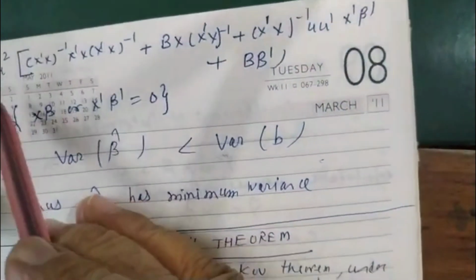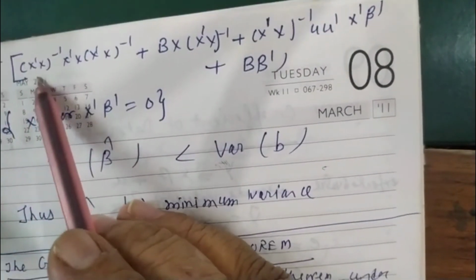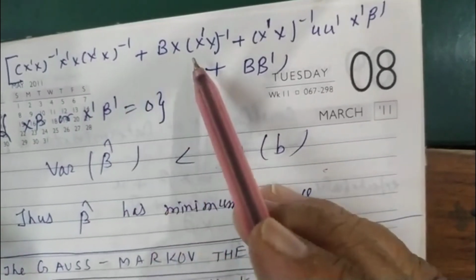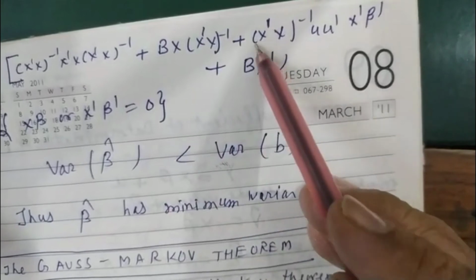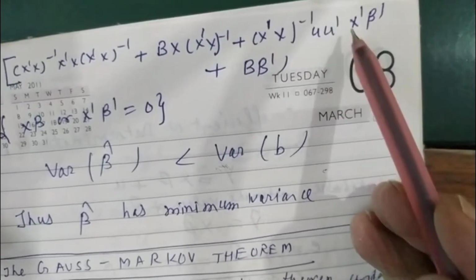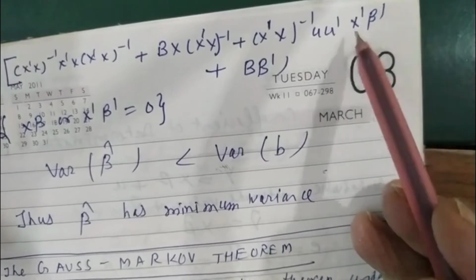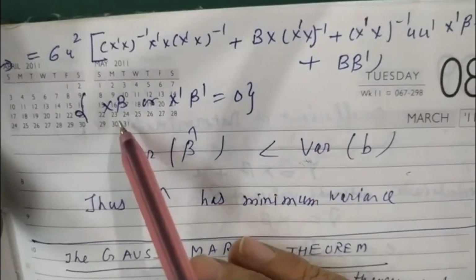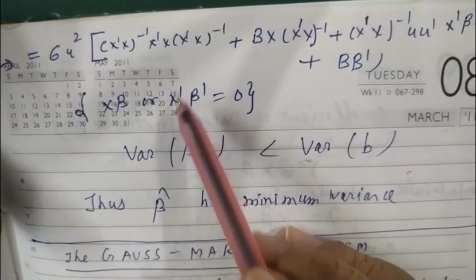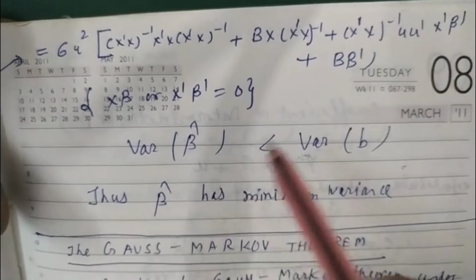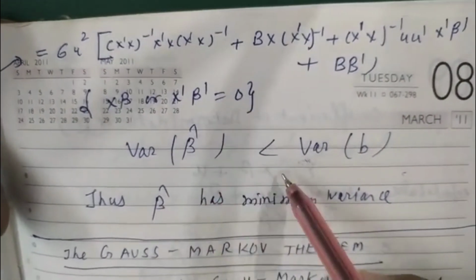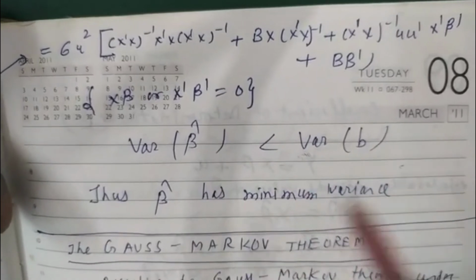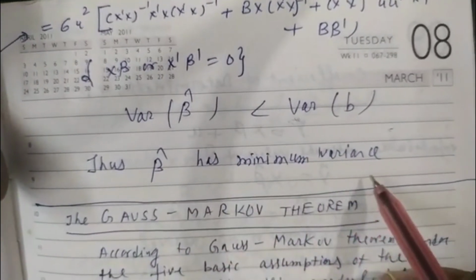Hence, the variance of u, putting the value, X'X... this equals the identity matrix, and σ²(X'X)^-1 plus σ²BB'. We know XB or X'B' is also 0. Putting this value, we will get the variance of β̂ is less than the variance of b. The variance of the least squares estimator β̂ is less than the variance of b. Thus β̂ has minimum variance.